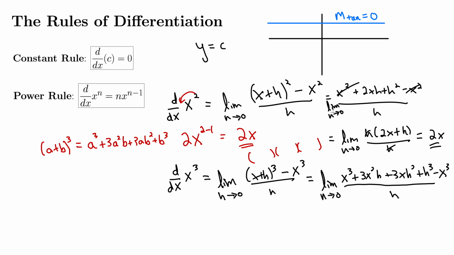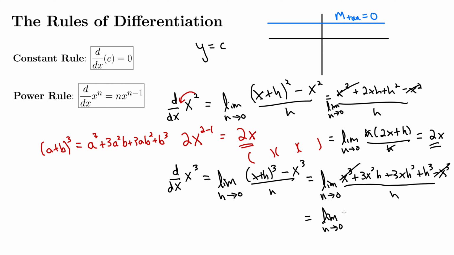Now, aren't you glad we don't have to keep doing this anymore now that we have this formula? But again, we're just paying our dues. Let's do it one last time here. Limit as h goes to 0. Let's see what we can make happen here. Well, the x cubeds cancel. We have x cubed and then minus x cubed.